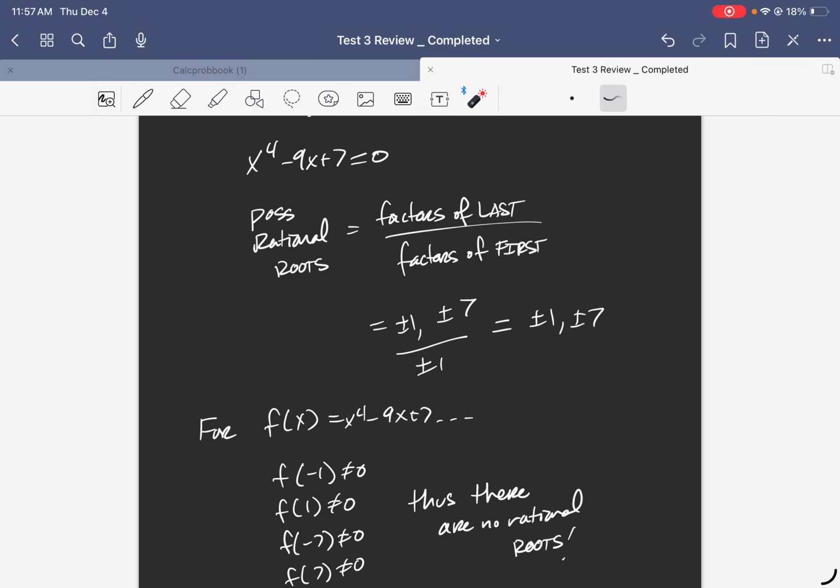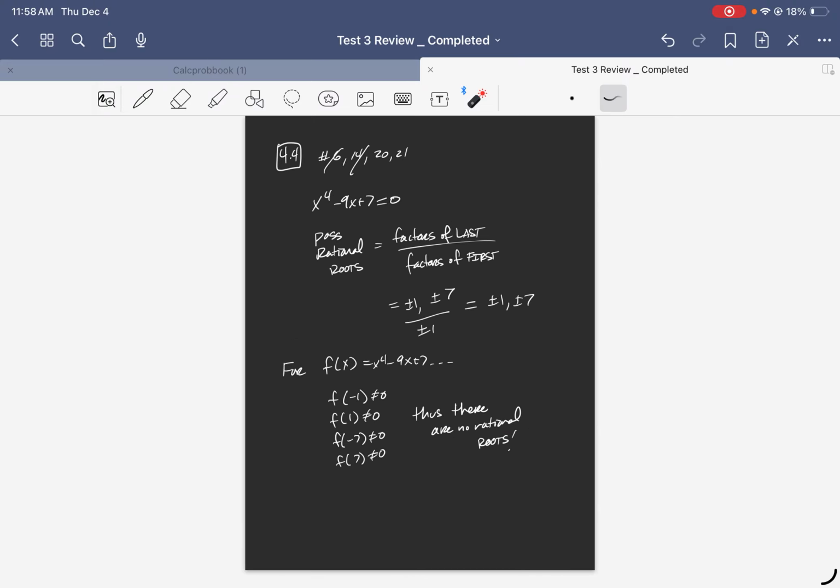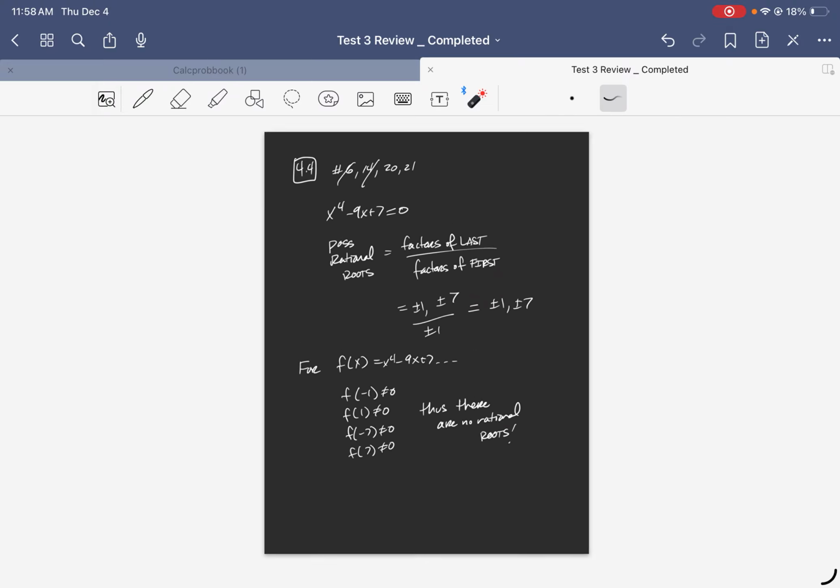Number 14, it says, show that there are no rational roots. Well, first you would list all the possible rational roots and then try each one of these. When you try each one, you never get 0 when you plug in. That means none of them are roots. So there are no rational roots because they must have looked like this.